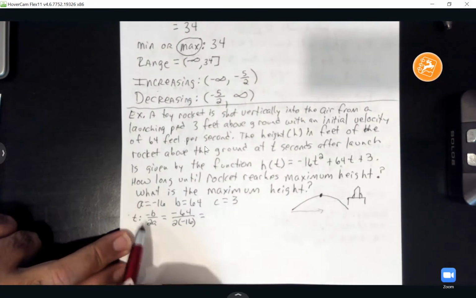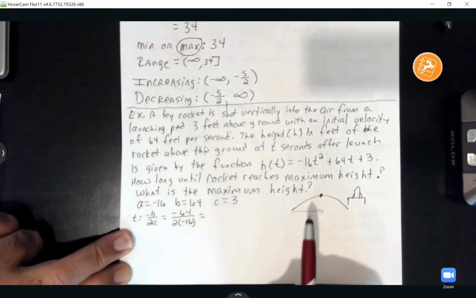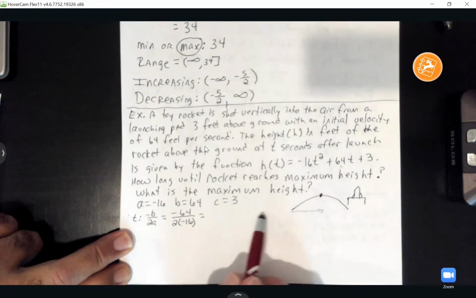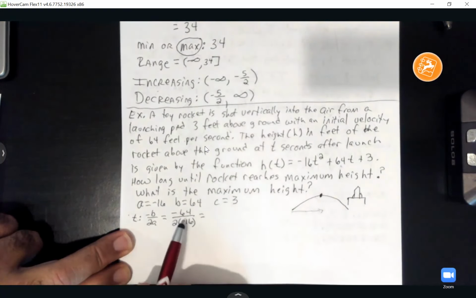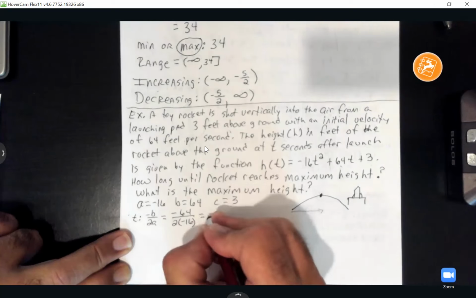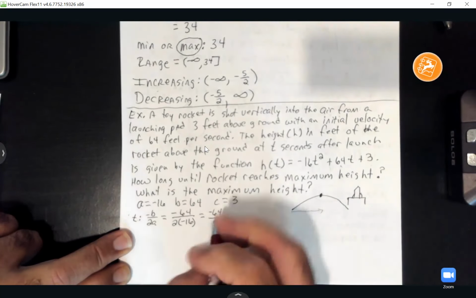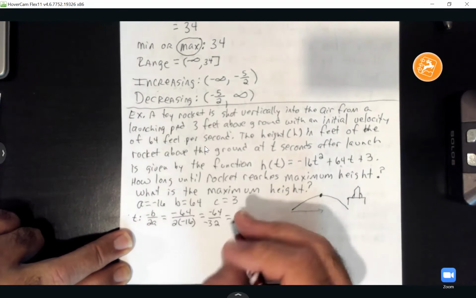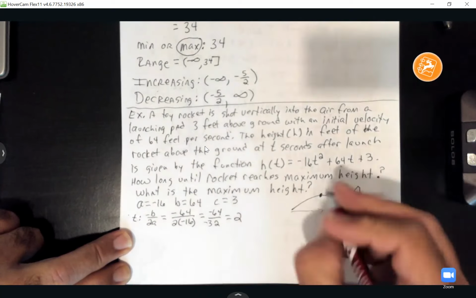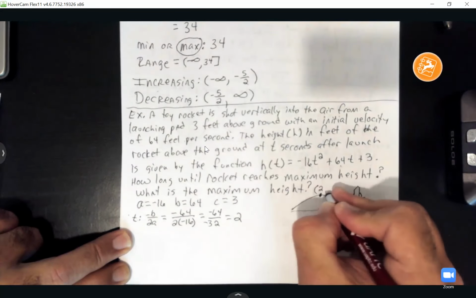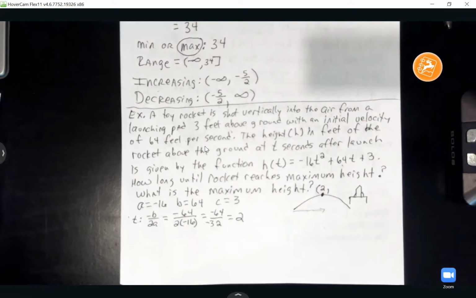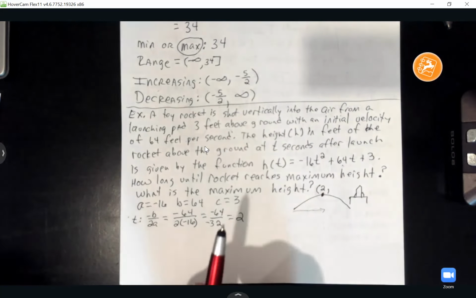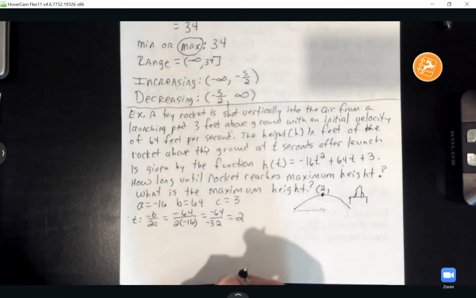Now, this T better come out positive, because remember, time goes positive, okay? We can't go negative into time. So this has to end up positive. So let's see, I get a negative 64 on top, negative 32 on the bottom. Negative 64 divided by negative 32 gives me a positive 2. So I know that the 2 is going to be my T. That means it's only going to take my rocket 2 seconds to reach that maximum height.